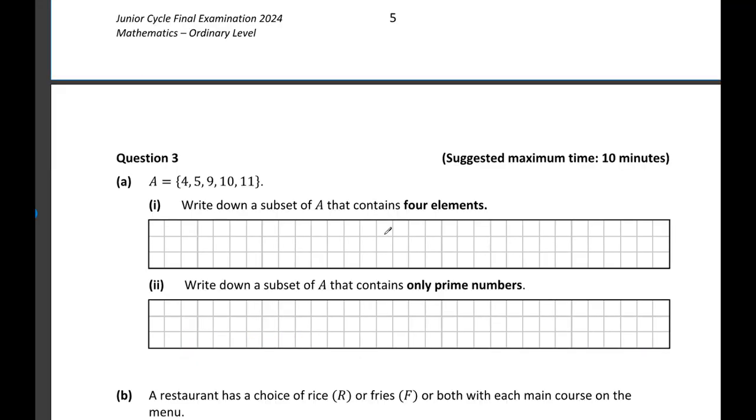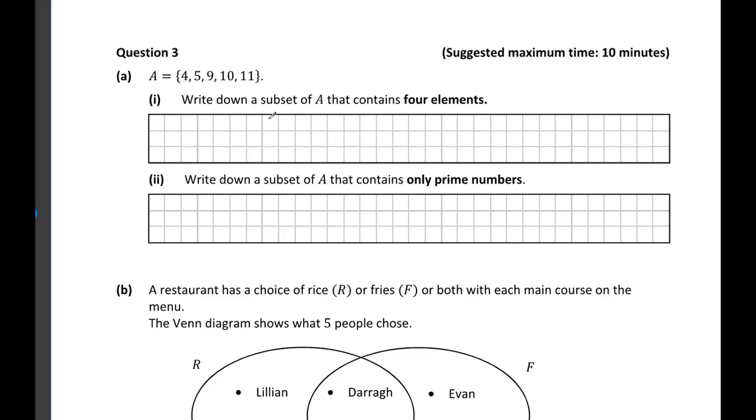So next one, so we're on to sets. Write down a subset of A that contains 4 elements, okay? So basically you can choose any of these elements in A. So just make sure you have the set notation, the curly brackets. So I'm just going to go 4, 5, 9, 10. Now, how many other ones could you have? So that's fine, question done, okay?